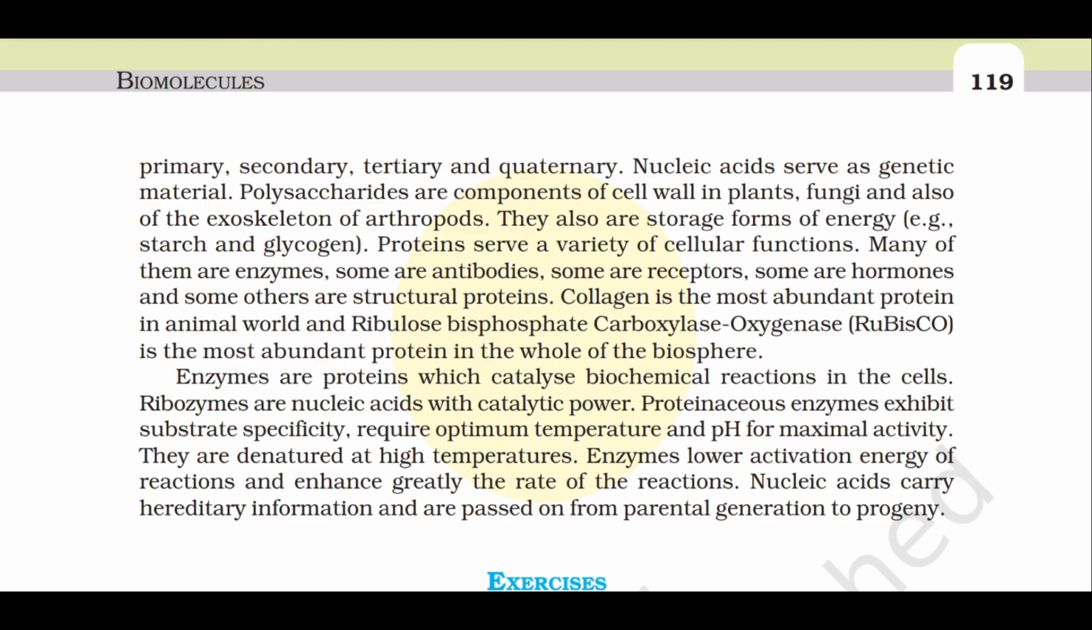Enzymes are proteins which catalyze biochemical reactions in the cells. Ribozymes are nucleic acids with catalytic power. Proteinaceous enzymes exhibit substrate specificity and require optimum temperature and pH for maximal activity. They are denatured at high temperatures. Enzymes lower the activation energy of the reactions and greatly enhance the rate of the reactions. Nucleic acids carry hereditary information and are passed on from the parental generation to the progeny.